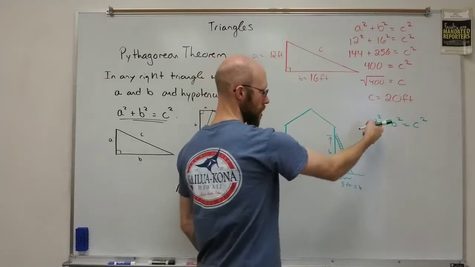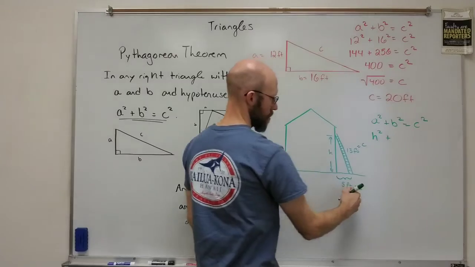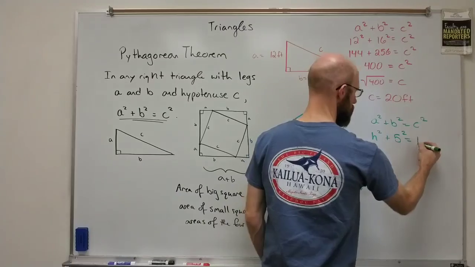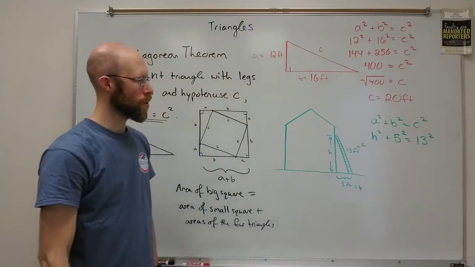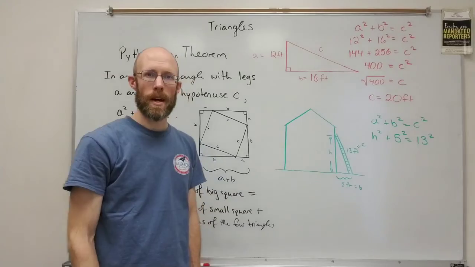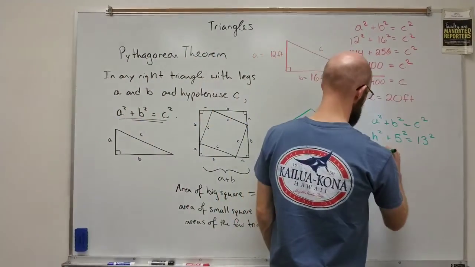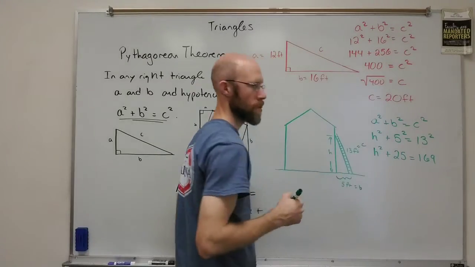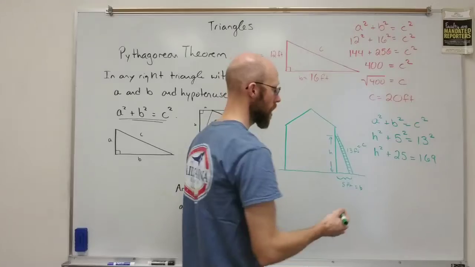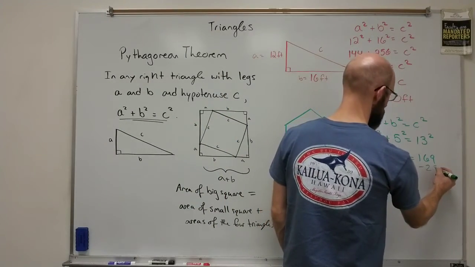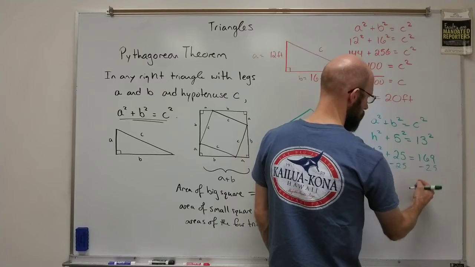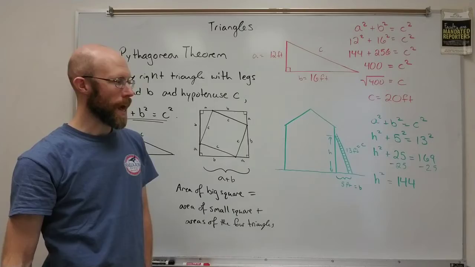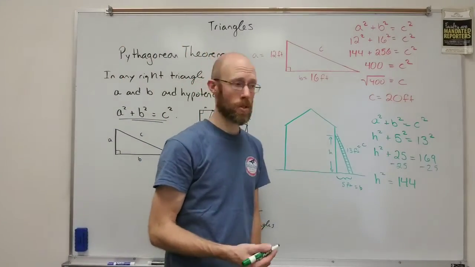Well, H is kind of like our A. 5 is our B. And 13 is our C. Right, so H squared plus 5 squared equals 13 squared. And then we just evaluate those squares. So H squared plus 25 equals 169. 13 squared is 169. You subtract off the 25 from both sides. H squared is going to be, that's 144. Which means that H is the square root of 144, which is equal to 12.